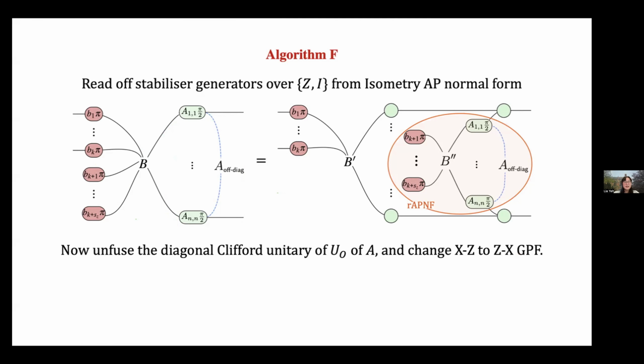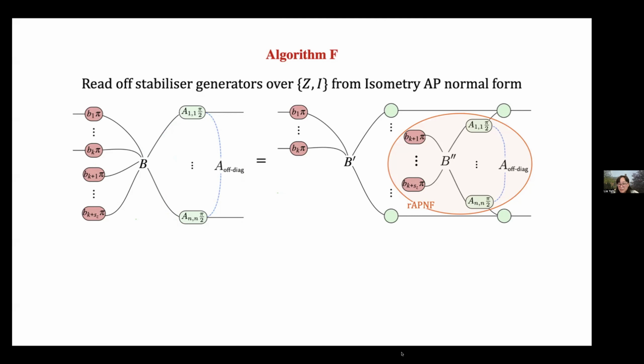As a side note, before we go on, this reduced AP normal form inside this orange region, you can view as being connected to this green. In essence, this is one way to generalize Tanner graphs from CSS codes to stabilizer codes. This is one of the two projectors. You could have it like this, for example.